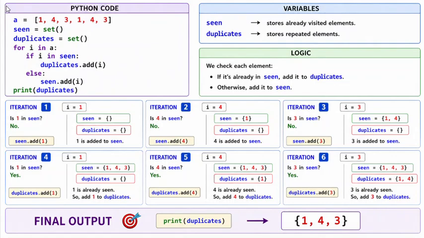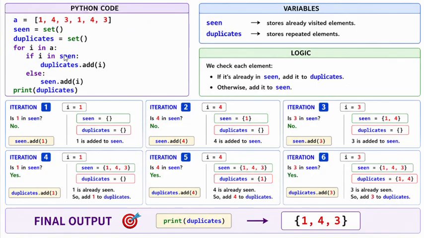Let us understand how to detect the duplicate elements in a list. Just don't simply memorize this code, okay? Just understand the working flow of it. See here, a equal to 1, 4, 3, 1, 4, 3.